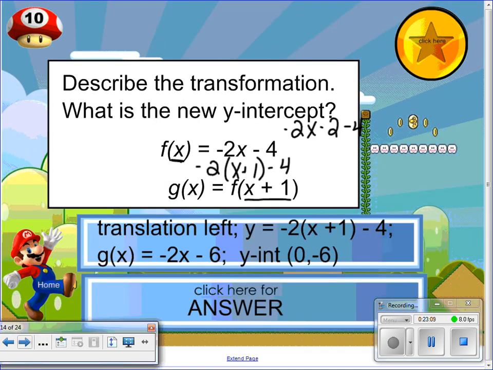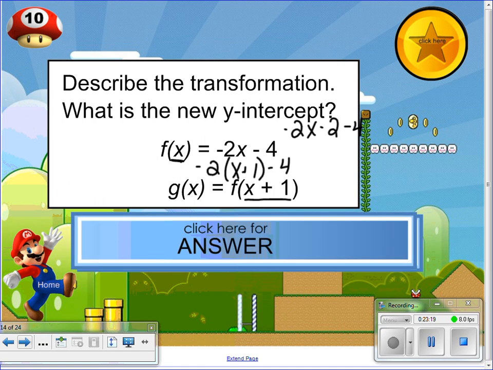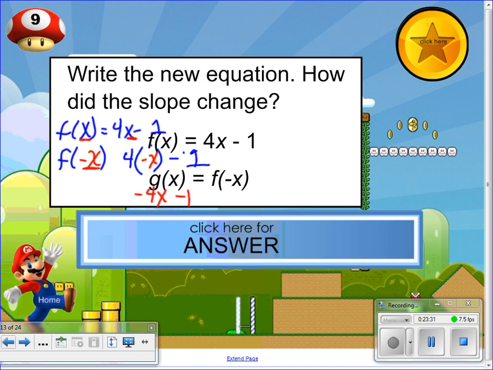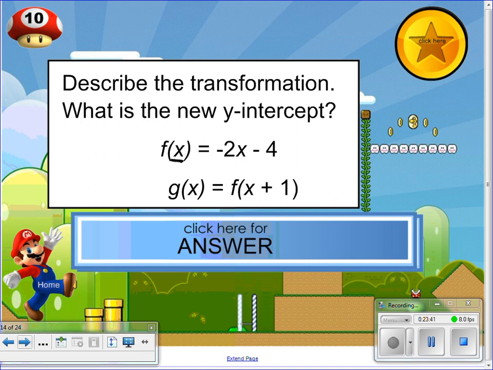Alright. So let's describe the transformation, and then what is the new y-intercept? Now I already gave you the answer here, but we're going to go over it anyways. Did we do this one already? Okay, here we go. Sorry. Describe the transformation, and then what is the new y-intercept?